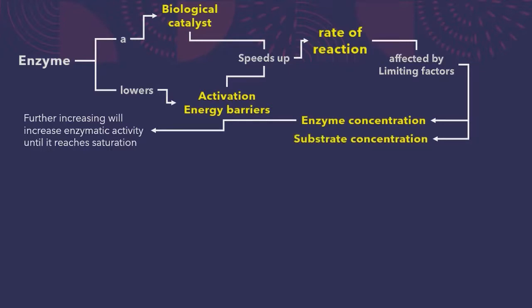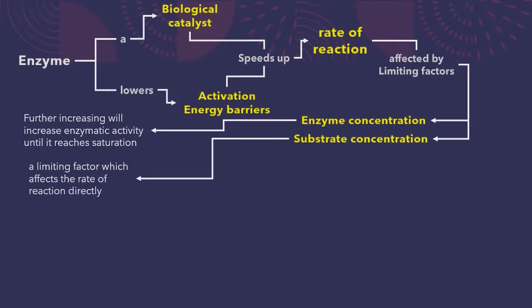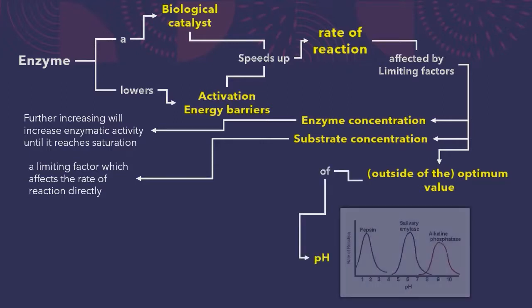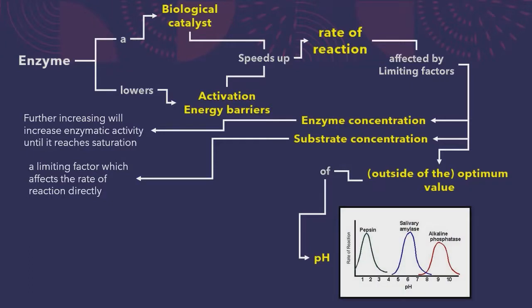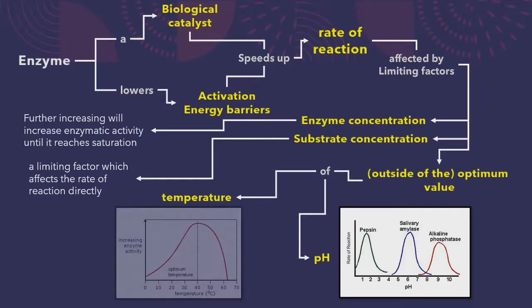Another one is substrate concentration. This is a limiting factor that affects the rate of the reaction, or the enzymatic activity, directly. And another one is when conditions are outside of the optimum value: the optimum value of pH of an enzyme. So an enzyme has an optimum operating pH level, and another one is the optimum operating temperature of an enzyme.